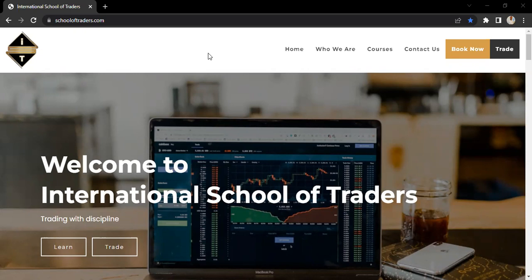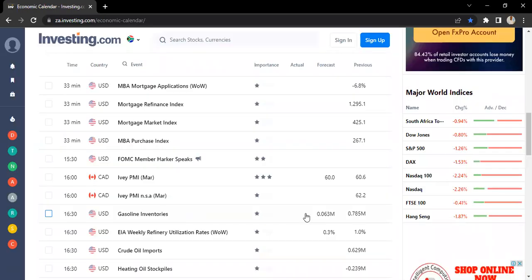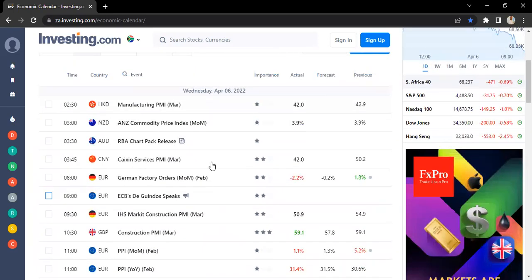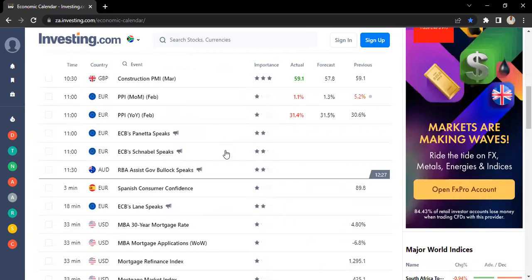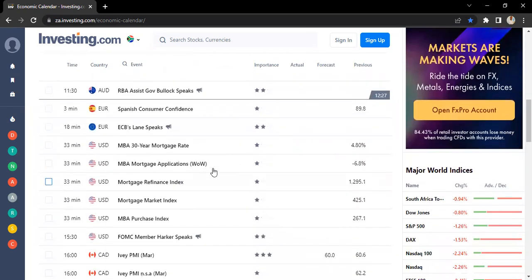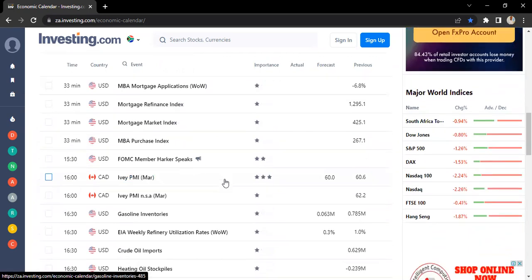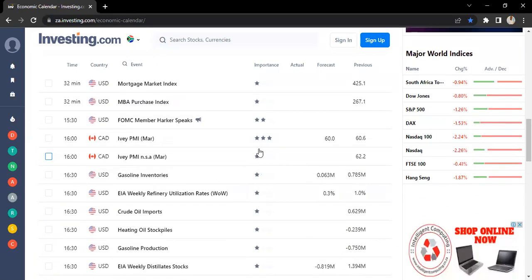So I'm going to start off with the news items, looking at our calendar for today, which is Wednesday, the 6th of April. We are looking at a couple of news items in the next few minutes, especially at 1 o'clock: the mortgage market index from the US. That is what is interesting. And then the Canadian Ivey PMI for March is going to come out at 4 o'clock.